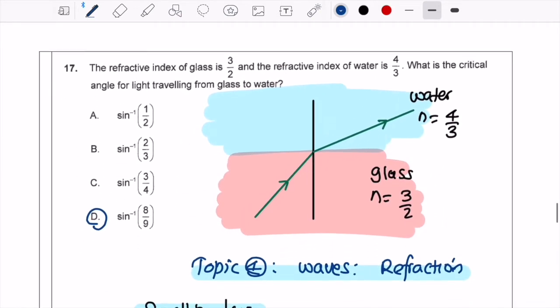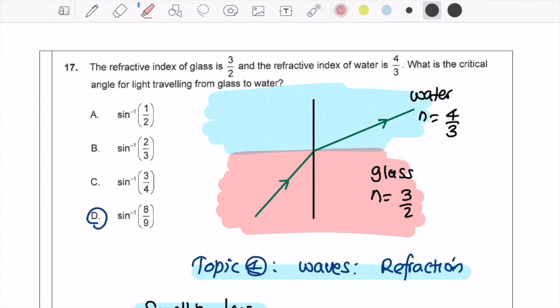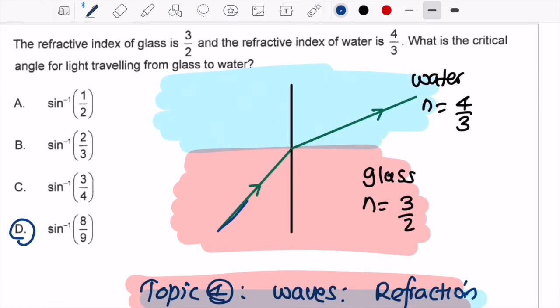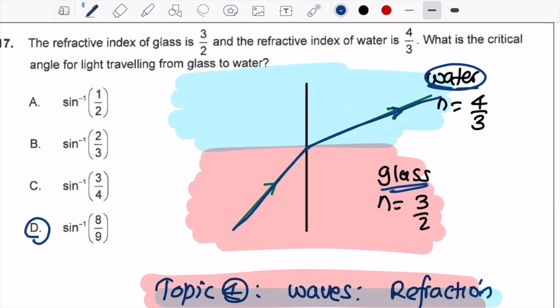Question number 17 is about refraction. Refraction is topic number 4. It's based on Snell's law. So a wave comes and bends, or refracts, in a second medium. It comes from glass to water. They ask what is the critical angle. In critical angle, the wave does not travel like this. The wave travels between two mediums like this. At that time r equals 90.